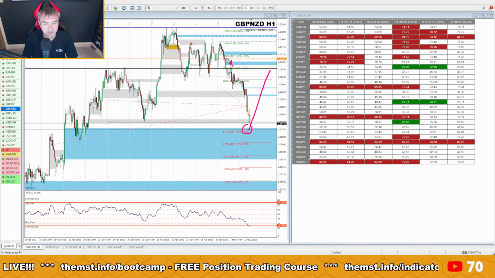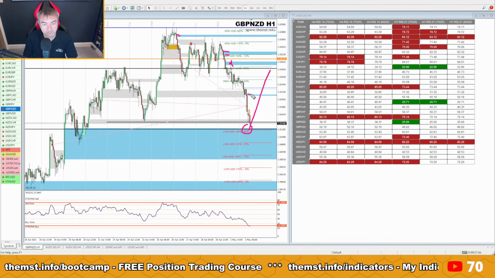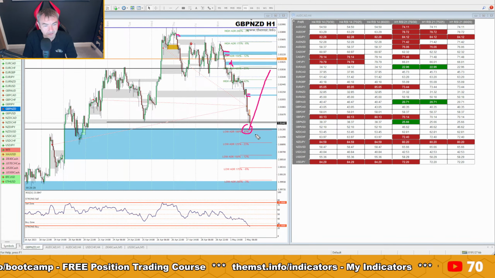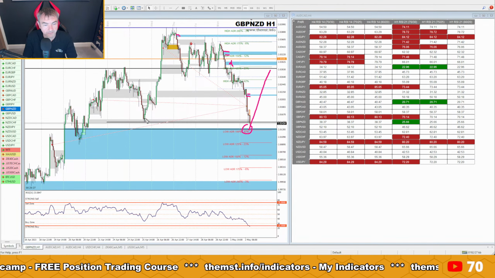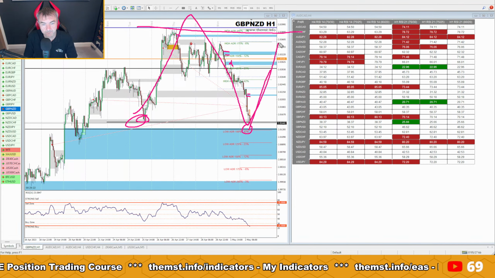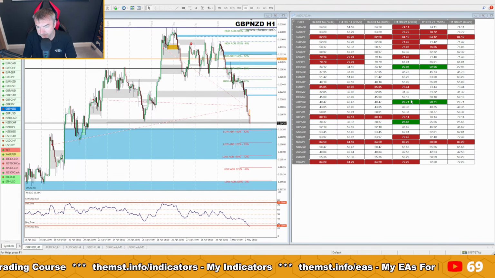that's already done. That's the only propulsion gap targets you've really got open to the upside. Tiny little one there, but no real upside targets that I would look at and go, yeah, that looks great. So it's either going to become a range in there, or we're going to push down into this area, and that's where I'd look to long it.